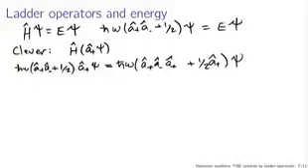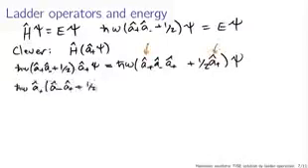Now, you notice I have an a plus here, and an a plus here. If you think about factoring this out to the left, that's actually allowed as well. I can rewrite this as h bar omega a plus hat in front of the expression a minus hat a plus hat plus 1/2, all acting on psi. That's okay.